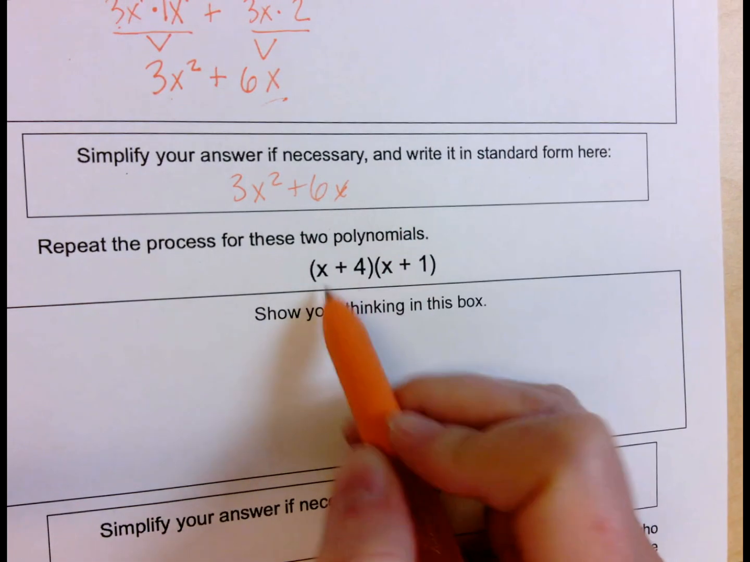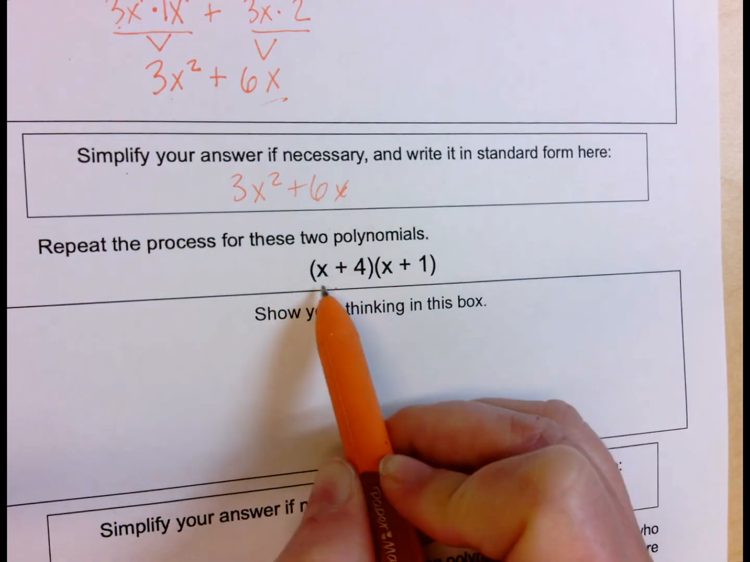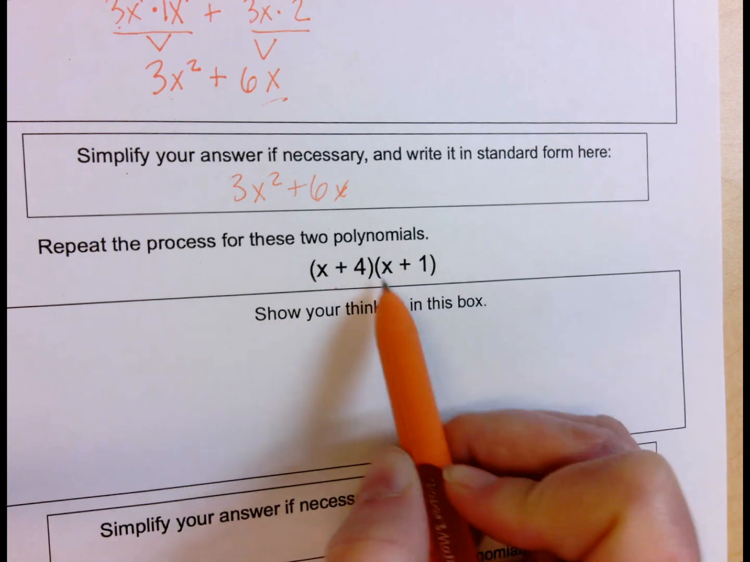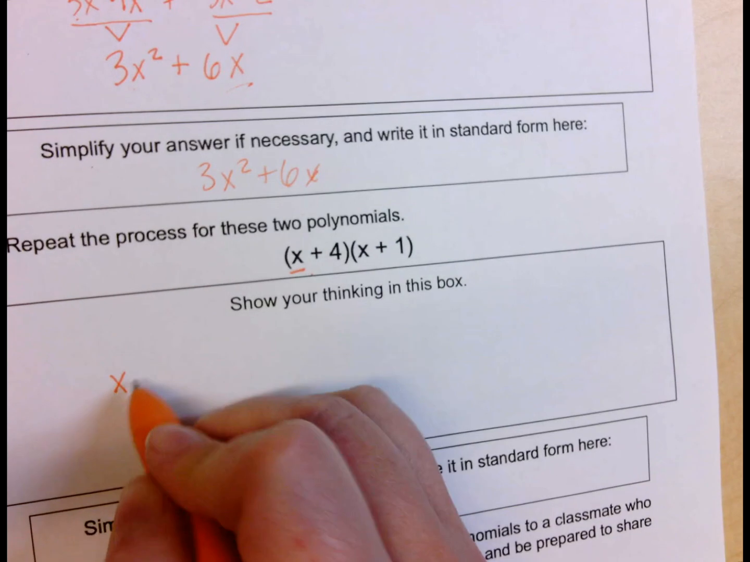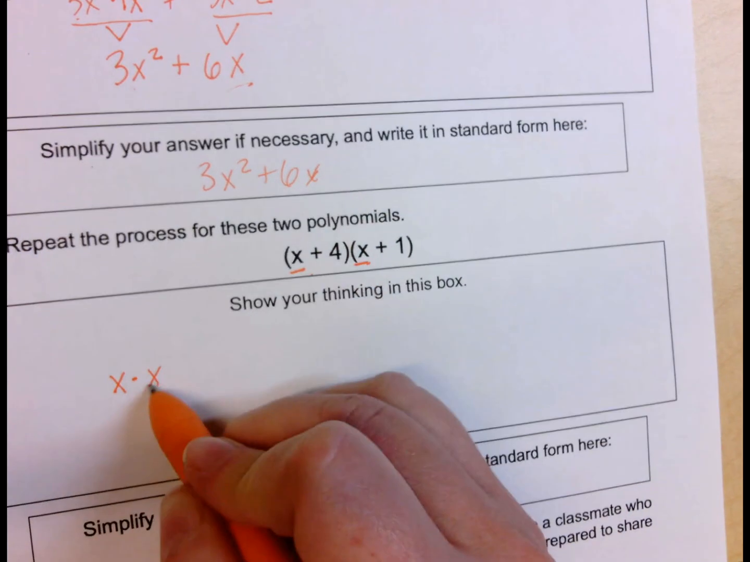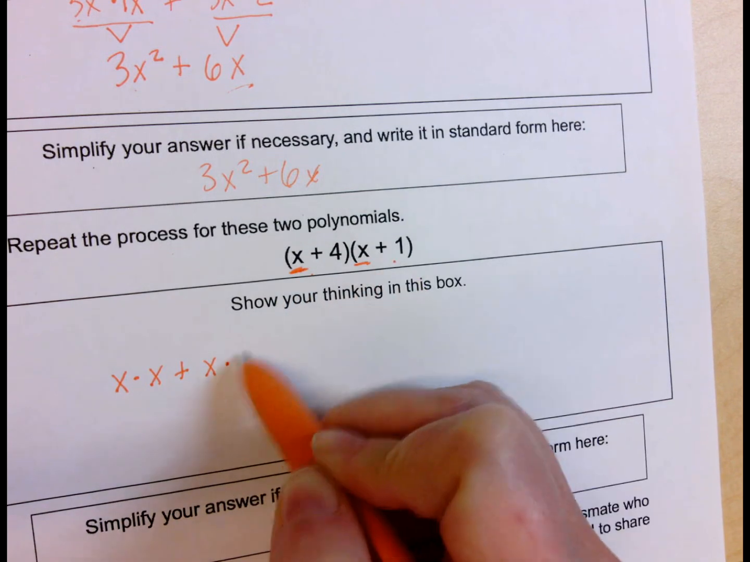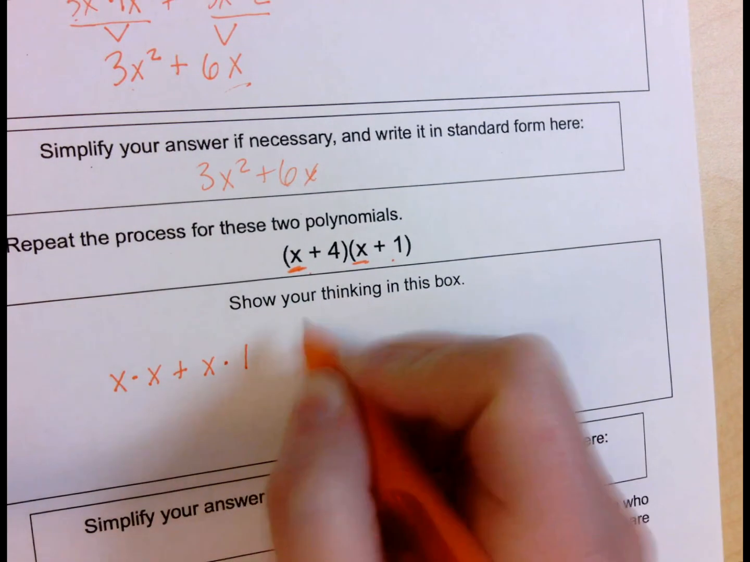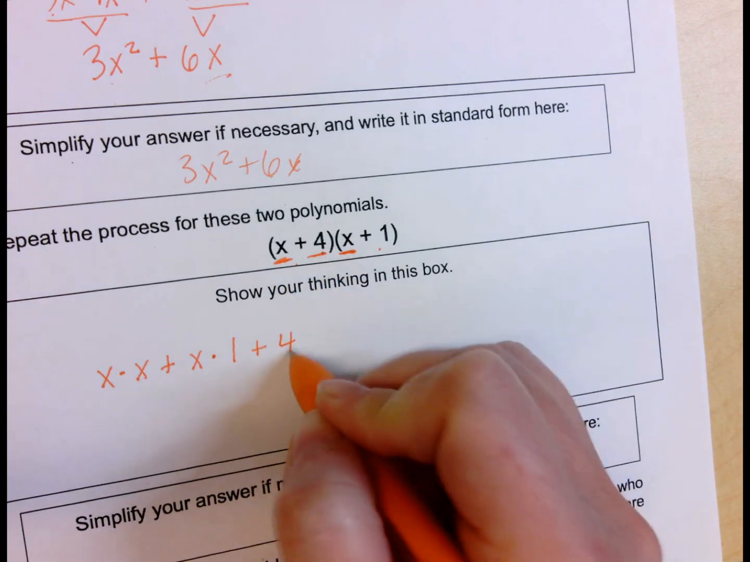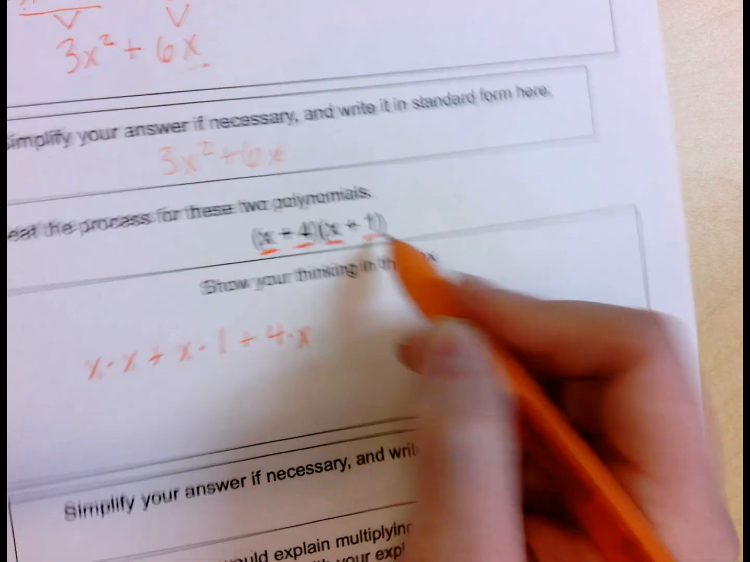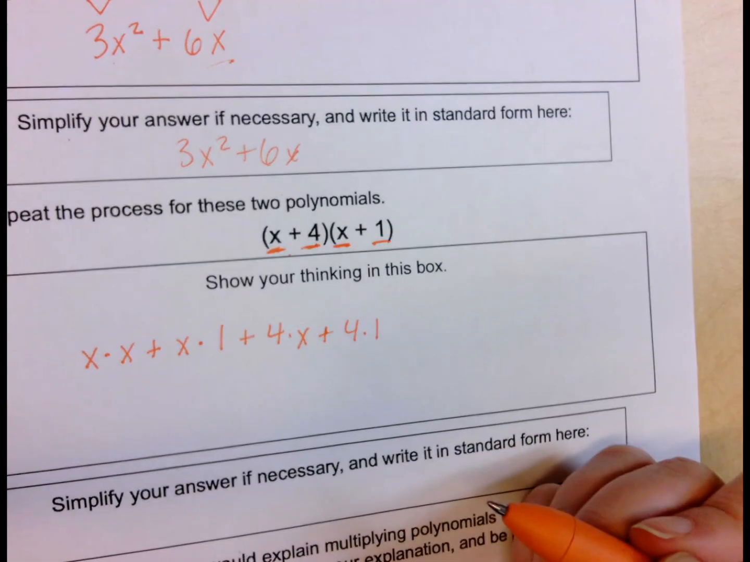So if you remember, x plus 4 being multiplied by x plus 1 means that everything in this set of parentheses has to be multiplied by everything in this set of parentheses. No exceptions. So that means this x has to be multiplied by this x, and then this x also has to be multiplied by this 1. Okay, so that's two parts of it. Then this 4 has to be multiplied by this x, and this 4 has to be multiplied by this 1. And then we have to bring all of that together, okay?